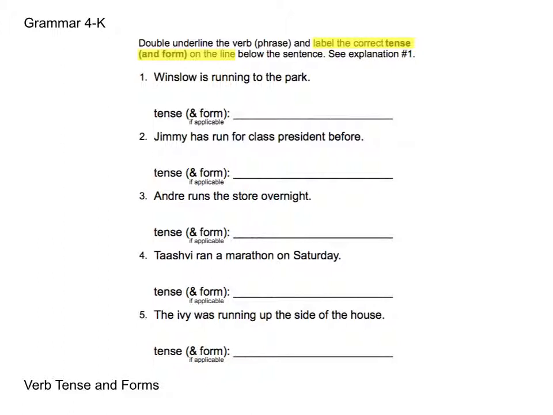So let's go ahead and do the first one together. We have Winslow is running to the park. What is Winslow doing? He's running. Exactly. So we have a progressive form, so is our helping verb because that is agreeing with the subject. So we're going to double underline our verb phrase, is running, and we are going to identify that as present progressive. Notice that I double underlined, I wrote my tense and form, and I spelled the tense and form correctly.